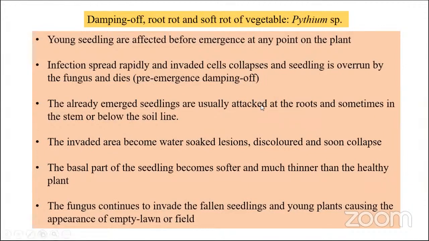Then the already emerged seedlings are attacked. In already emerged or established seedlings, the pathogen attacks the roots and stems below the soil line. The invaded area becomes water-soaked, discolored, and collapses. The entire plant or seedling gets collapsed. The basal part of the seedling becomes softer and thinner compared to healthy plants, so it cannot bear the weight of the seedling, and it gets damaged and collapses. I will show the symptoms.